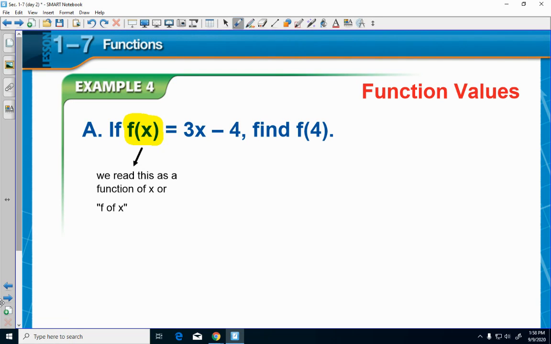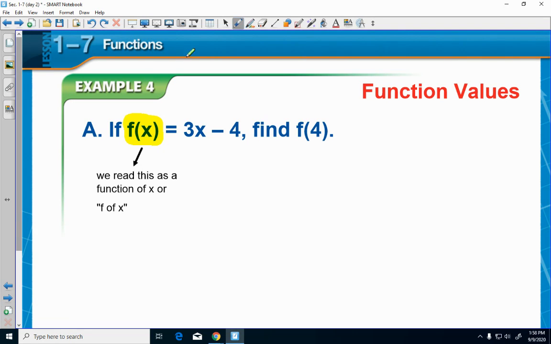Okay. So there's a function. F of x is equal to 3x minus 4. It says find f of 4. Any clue what that means? What's being asked of you in that scenario? Find f of 4. What is 4 in place of? Which means then we're going to substitute 4 in anywhere we see an x.